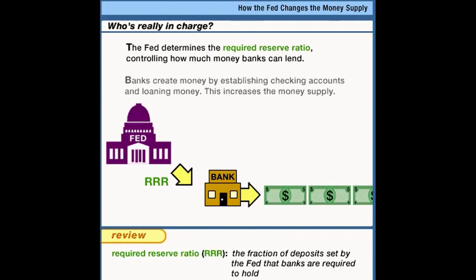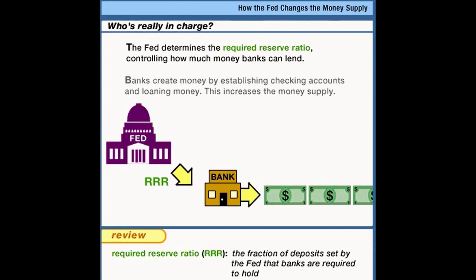Let's think now about how the Fed can use its power to influence the money supply. And there are three important policy tools that the Fed uses as it seeks to increase or decrease the money supply at any given time. The first policy tool is the required reserve ratio itself.